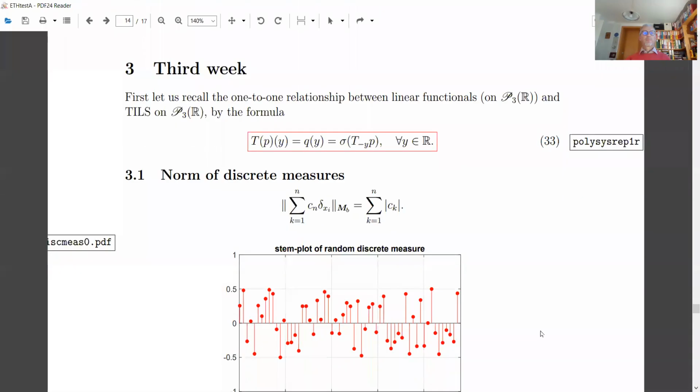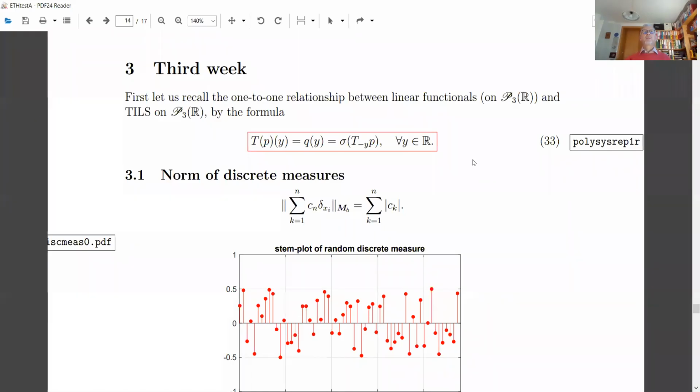Okay, it seems that there is no problem with the slides. I'm restarting my slides. Well, is it better now?